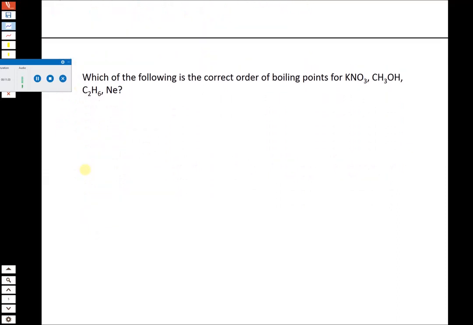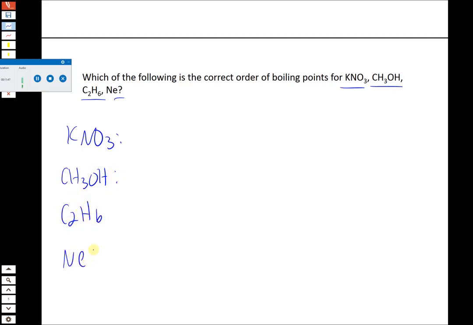Alright, this next question deals with the ordering of boiling points for 4 substances. The first thing we want to think about is what type of substance it is. So we have KNO3, CH3OH, C2H6, and Ne. We think about what type of substance it is, and more importantly, what type of intermolecular forces are responsible for holding it together. So KNO3 is an ionic compound. It's made up of K+ cations and NO3- anions.